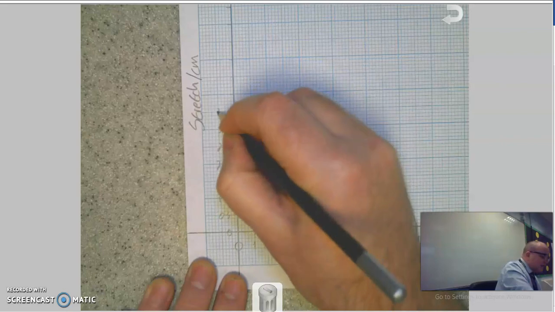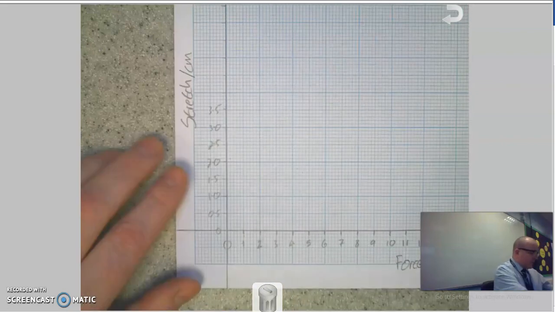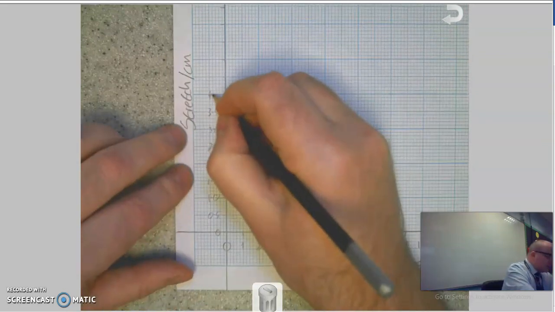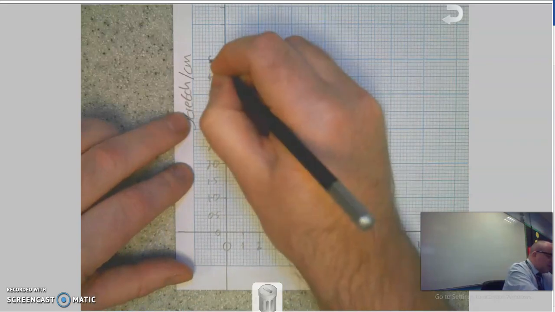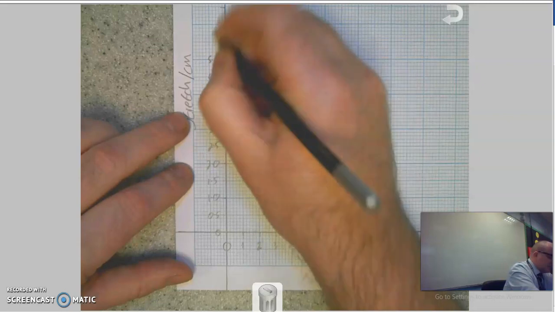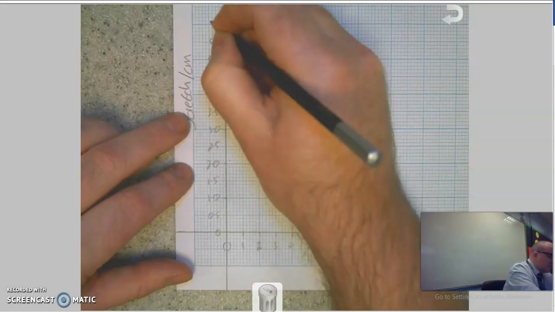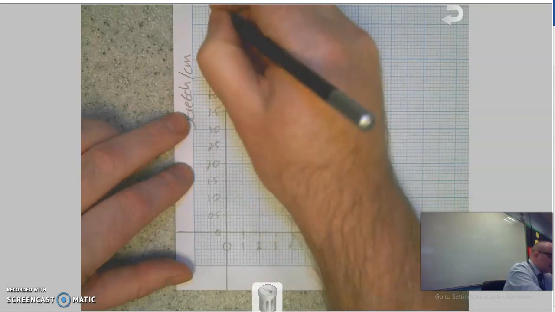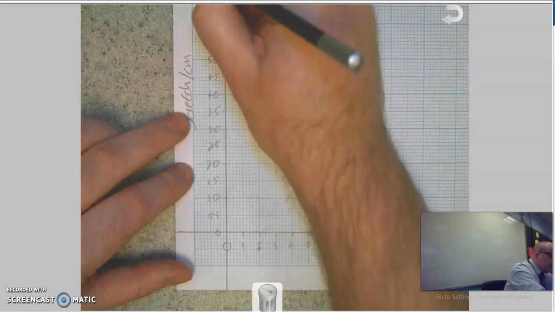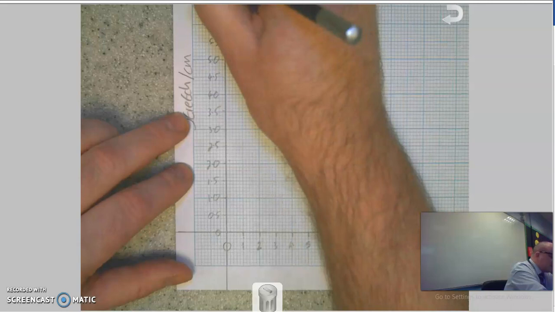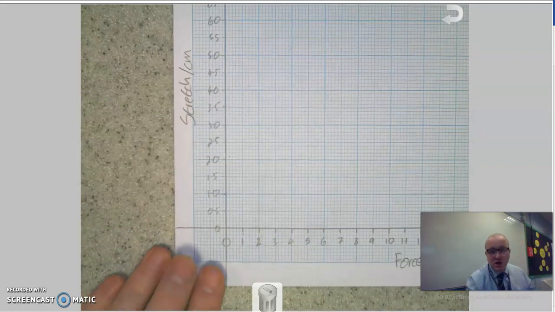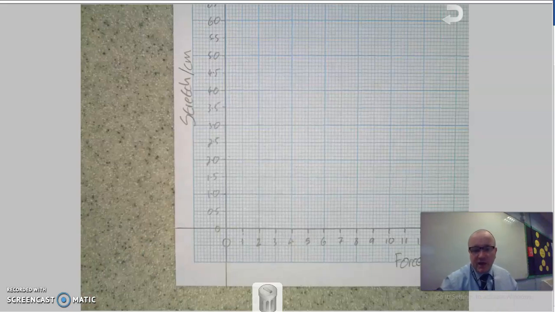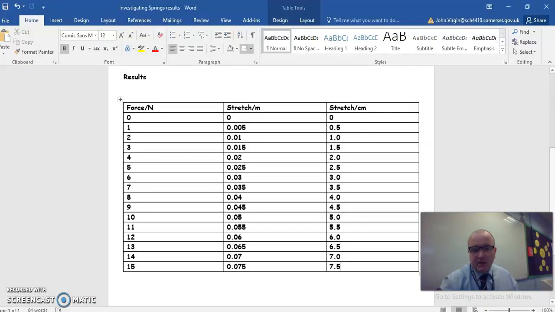And again, just like before, I'm going to go beyond the numbers that I actually collected. Again, it's because I can then use my graph to predict results of experiments that perhaps I haven't actually done myself. Right, let's go back to my data.